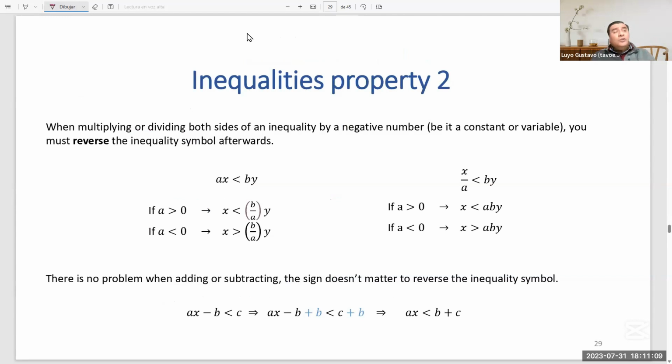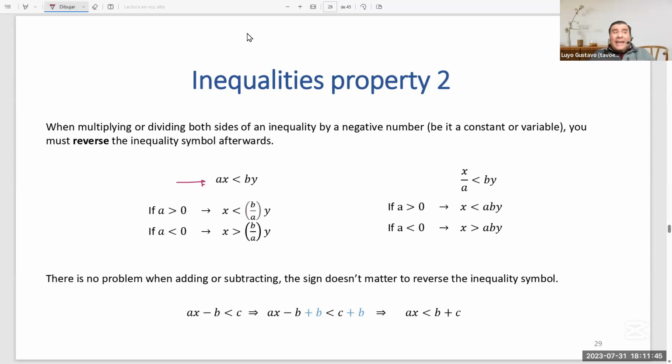But be careful, when you multiply or divide both sides of an inequality by a negative number, be it a constant or a variable, you need to reverse the inequality symbol after the operation. For example, an expression like this, very generic. A times X is less than B times Y. Okay, what happens if I want to isolate X here? What should I do in order to isolate X? I would divide everything by A, both the left and the right sides.